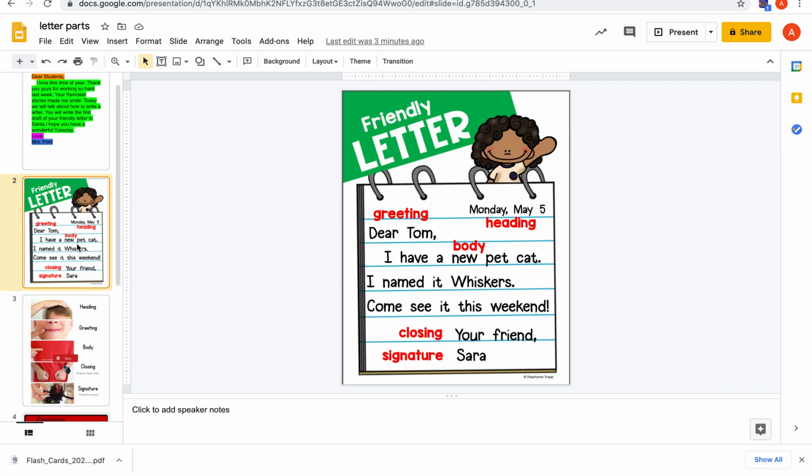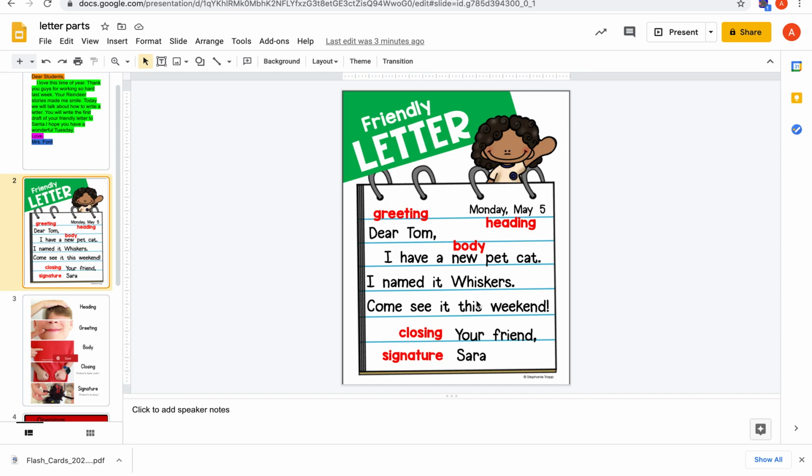Good job. Can you point to where the heading is? Good. Now point to the greeting. How about the closing? And the signature? Where's the body? Good job.